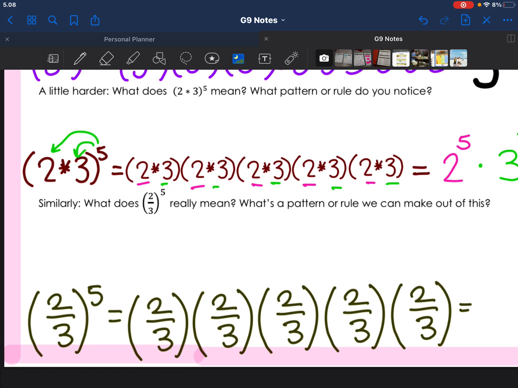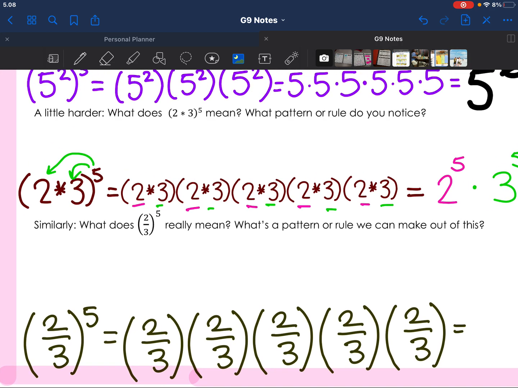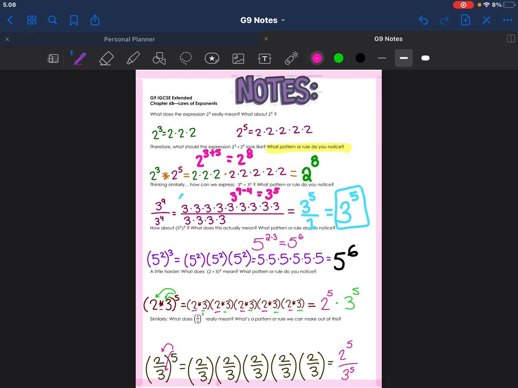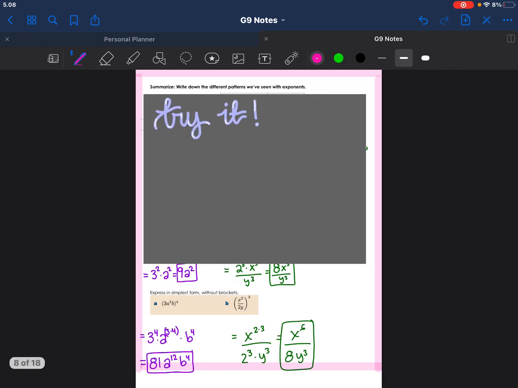Alright. So what if there is a fraction inside? What does that mean? Again, I'll lay it out if I don't remember. You can just count the 2's and the 3's. And it turns out it's kind of the same thing, even though it's multiplication or division. The powers go to each base there. Okay? Again, that should be a review for you.